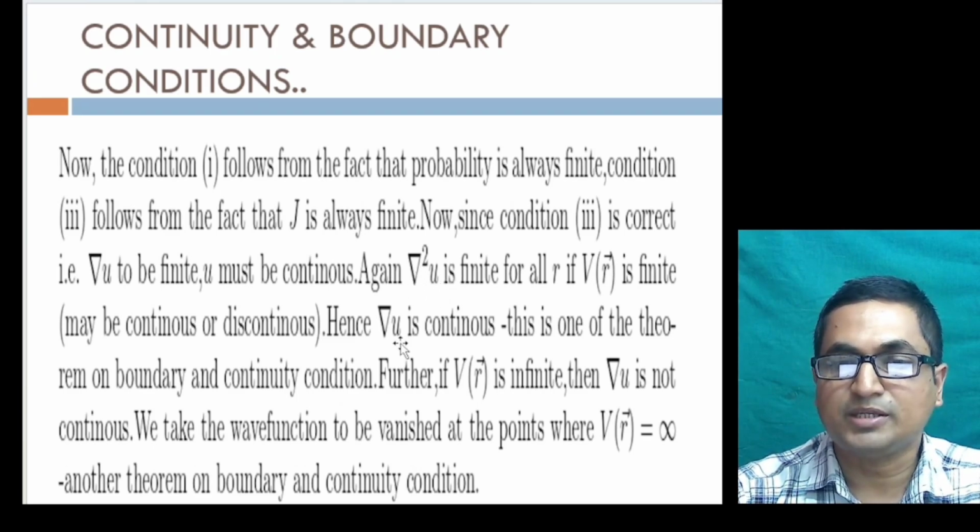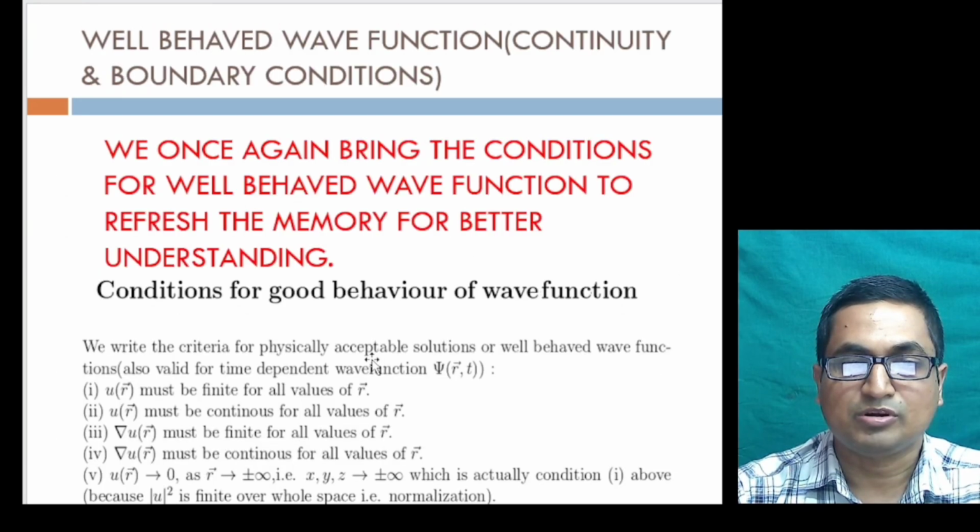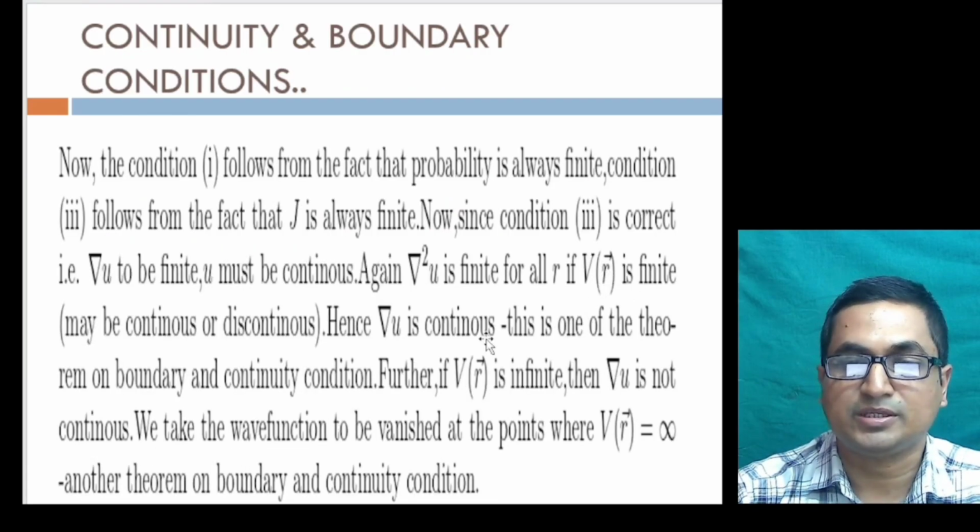And since this is finite, this must be finite. And this is nothing but your condition number 4 here. This is continuous. So for this to be continuous, del squared u must be finite. And del squared u is finite because V is finite. It follows from the Schrödinger equation.